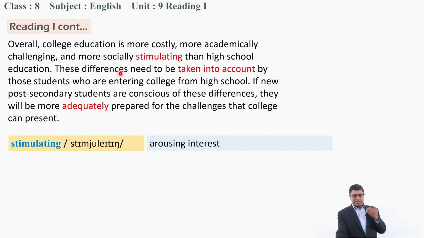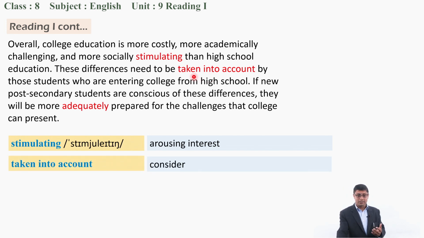Then high school education. Similarly, every student who wants to go to college needs to take into account the differences between high school and college education. So, what does the phrase taken into account mean then? It means, okay, consider, think, learn, understand the differences so that when we are entering college from high school, it will be easier. Okay, so look at this line. If new post-secondary students are conscious of these differences, they will be more adequately prepared for the challenges that college can present.